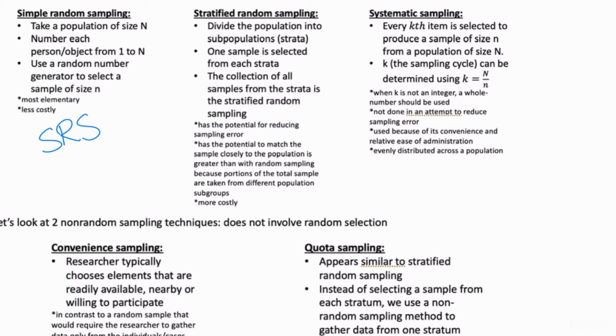Another type of sampling technique is called stratified random sampling. The main thing about stratified random sampling is the fact that first we're going to divide the population into subpopulations, and that is called strata. One sample is selected from each strata. The collection of all the samples from the strata is the stratified random sample. So this has the potential for reducing sampling error.